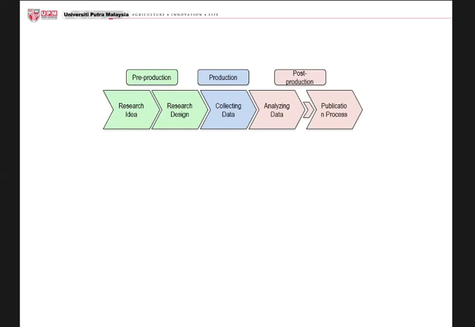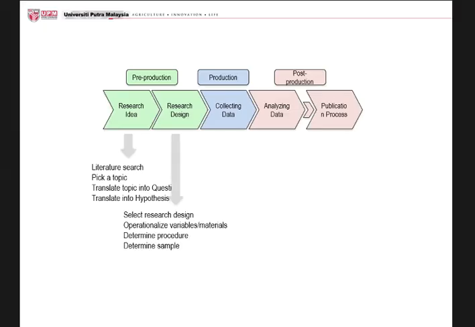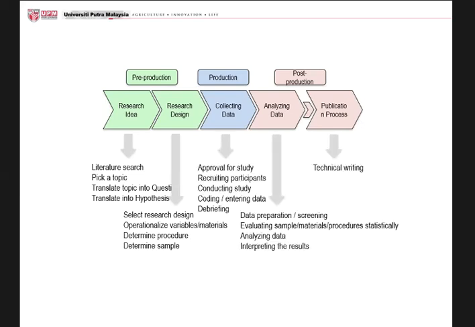Research idea. This is pre-production, research design. Collecting data, production, analyzing, and the publication process will be post-production. So your problem formulation is still pre-production. You are not going to the production yet. But this part is the most important. Otherwise, the rest will be quite messy. So: literature search, pick a topic, translate the topic into questions and hypotheses, select research design, determine procedure, determine sample, collecting, analyzing, and publication. We are not going to the production and post-production. We are focusing only on these two aspects for this section.